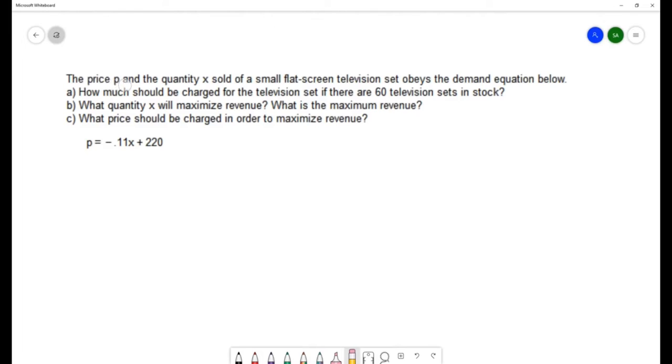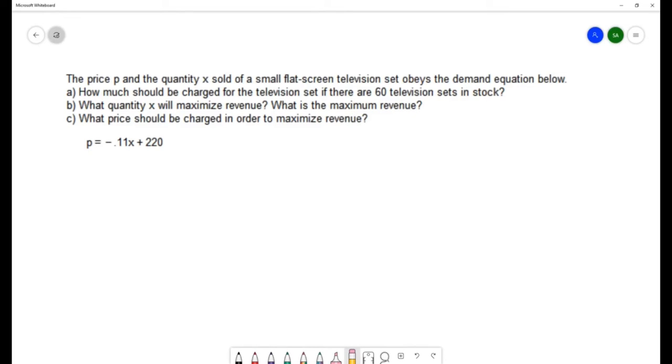The price P and the quantity X sold of a small flat-screen television set obeys the demand equation below. So that's referring to this equation here as the demand equation. P equals negative 0.11x plus 220. How much should be charged for the television set if there are 60 television sets in stock? What quantity X will maximize the revenue, and what is the maximum revenue? What price should be charged in order to maximize the revenue?